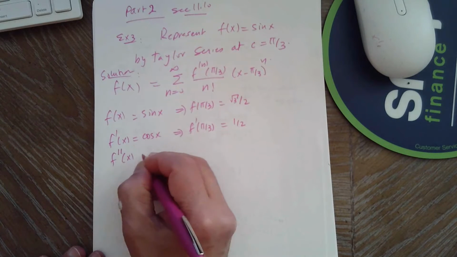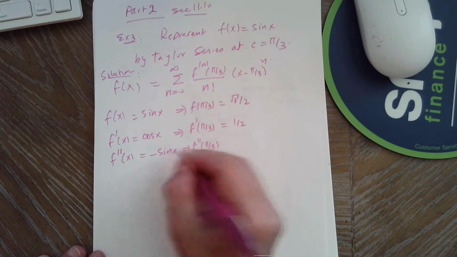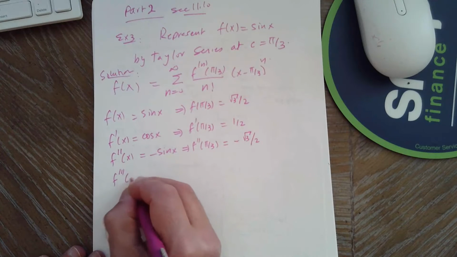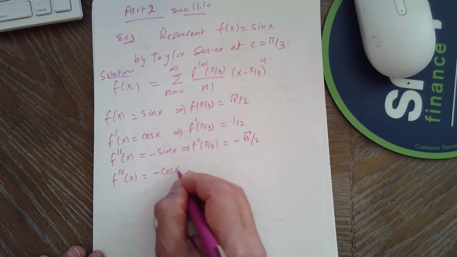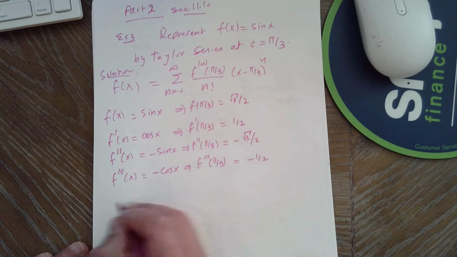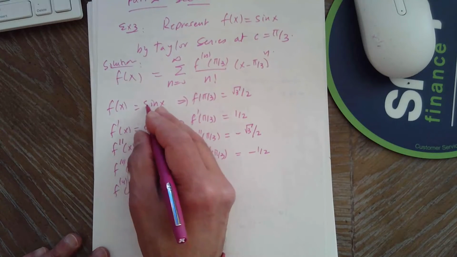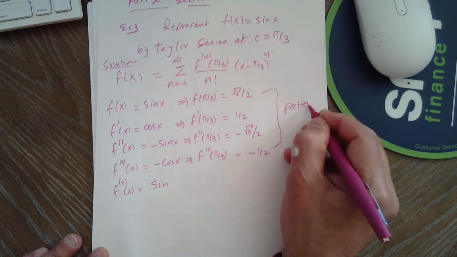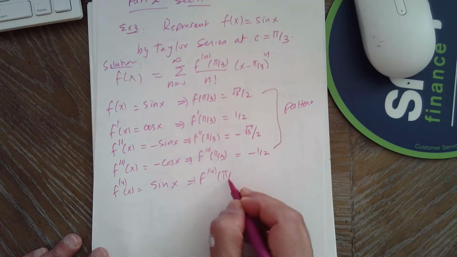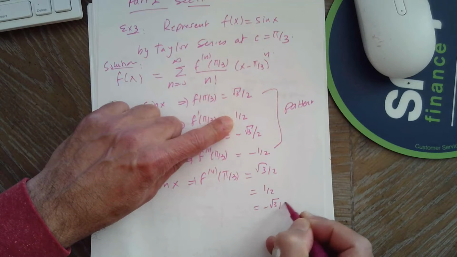We're looking for a pattern. The second derivative is negative sine x, so at pi over 3 it is negative sine pi over 3, which is negative root 3 over 2. The third derivative of negative sine is negative cosine, so the third derivative at pi over 3 is negative 1/2. The fourth derivative of negative cosine is sine. So now we can see the pattern. You're getting sine and then you're going to get cosine. The fourth derivative at pi over 3 is root 3 over 2, and then you're going to get 1/2 and so on. Okay, a pattern.